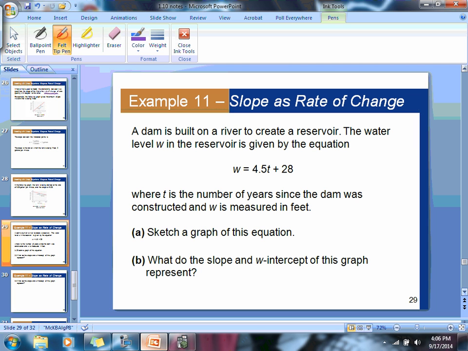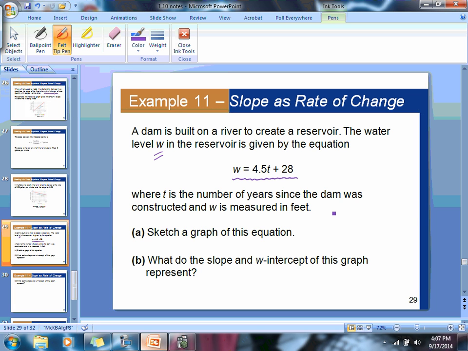So for our example, we're going to have an equation and we're going to have to interpret it and graph it. Now in your homework, they might give you a graph that they want you to interpret, or they might give you an equation that they want you to graph. Okay, so here we have a situation where we have a dam that's been built on a river and it creates a reservoir. And the water level is W, and it is represented by this equation. W equals 4.5t plus 28. And t is the number of years, so t is time since the dam was built. And W, again, the water level, is measured in feet.